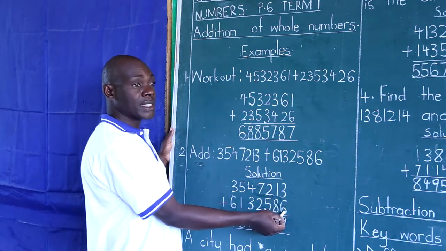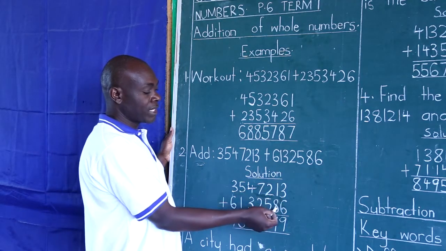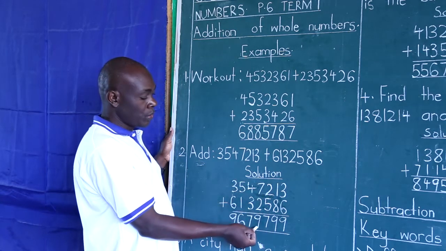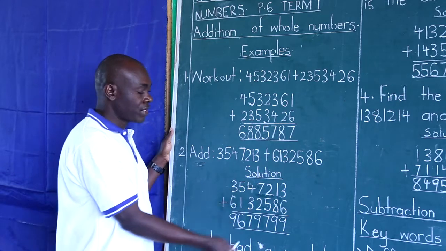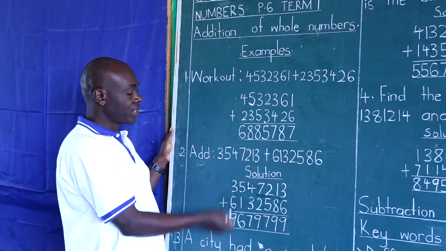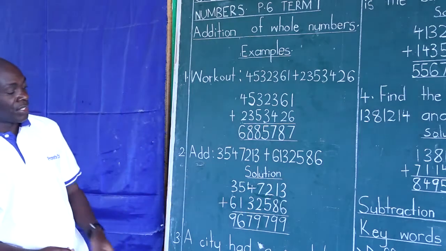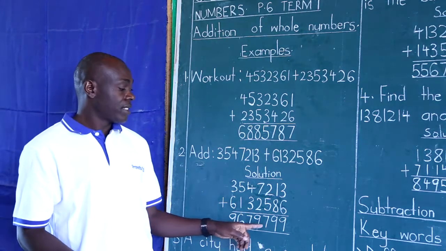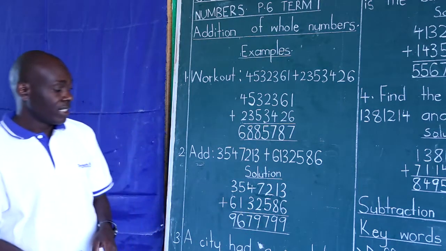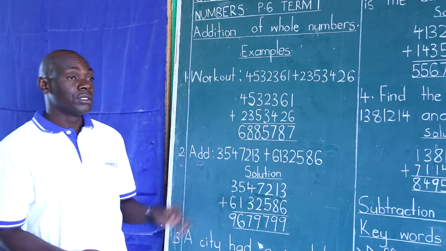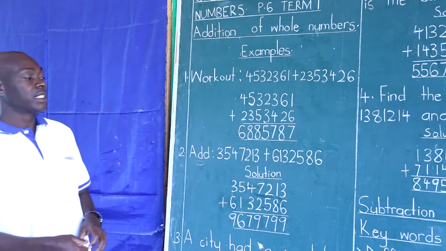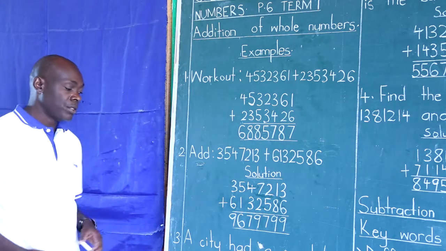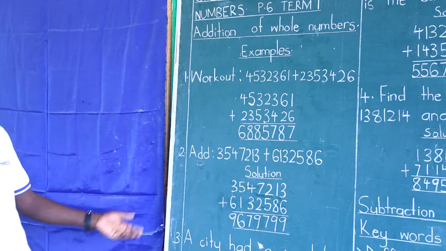You say 3 plus 6, you get 9. 1 plus 8, you get 9. 2 plus 5, you get 7. 7 plus 2, add well to get 9. 4 plus 3, you get 7. Then 5 plus 1, you get 6. Before you add 3 and 6 to get 9. Thereby getting an answer as 9,679,799. As easy as that. All in all, it's about ordering the given digits according to their place values, starting with ones and going in that order.